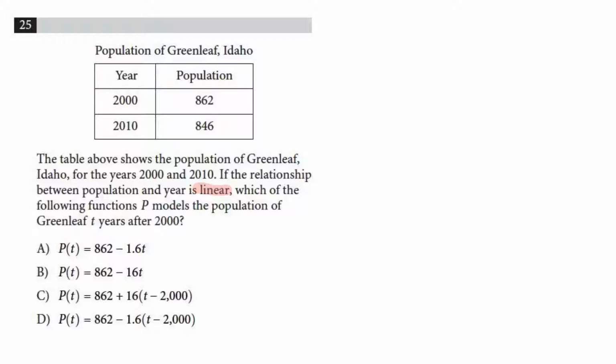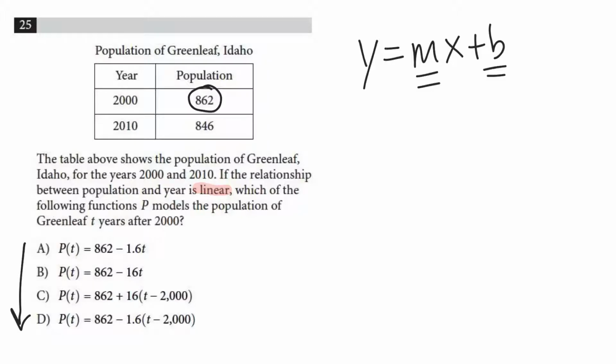Okay, let's think. So we've got y equals mx plus b. This comes up a lot. Rate of change is m. Starting value is b. All right. Now, since we're going from 2000 to 2010, the starting value is 862. And 862 shows up as a constant in all of our answers, so that's not going to help us. Now we need to think about the rate of change.